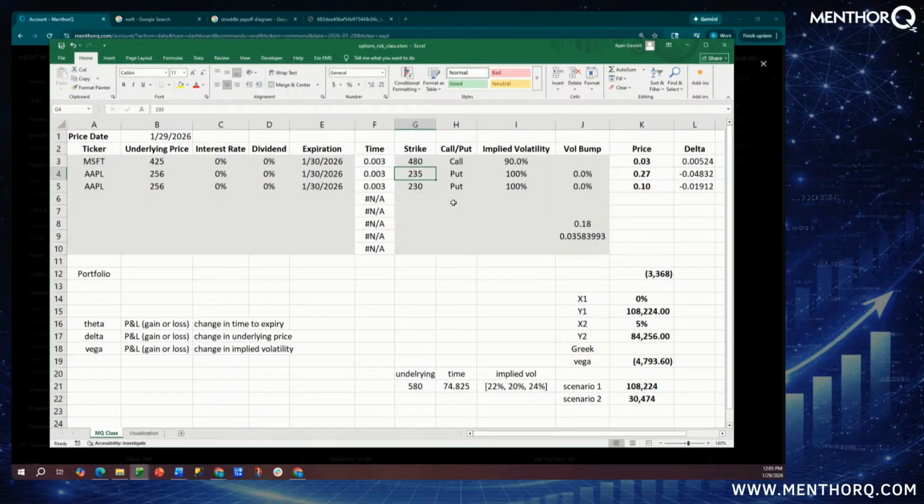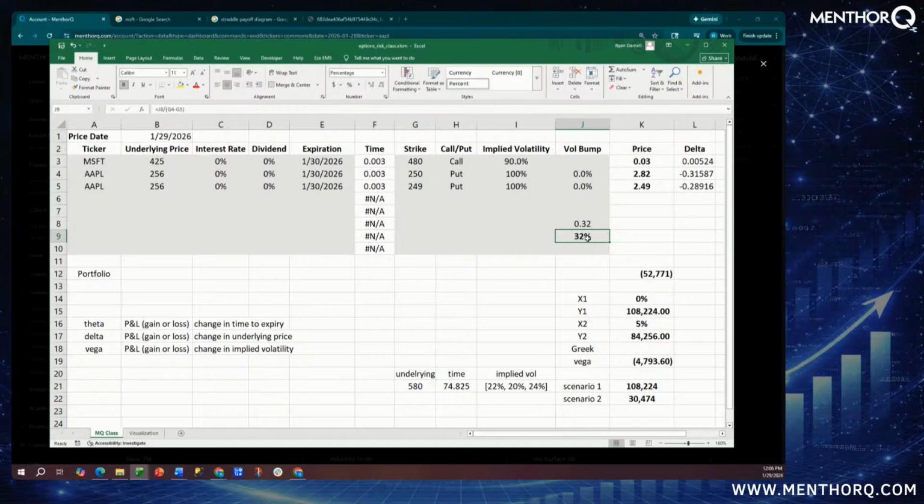So let's try 245 versus 240. 18% chance now. Let me put this in percentage. So 18% chance of getting down to 242.5. If we keep walking it up, let's try 250, 249. 32% chance of getting down to 250.